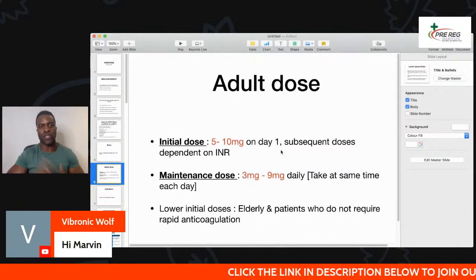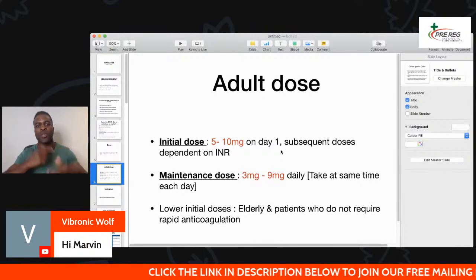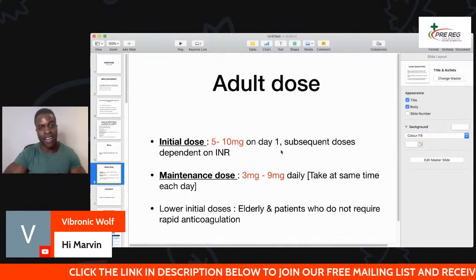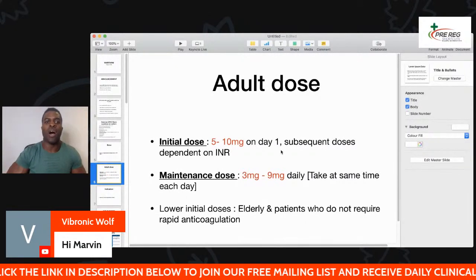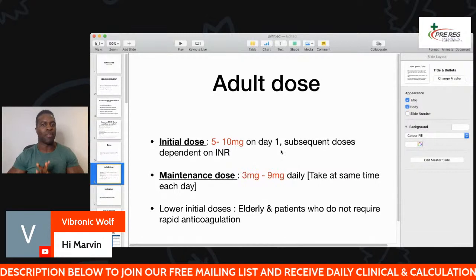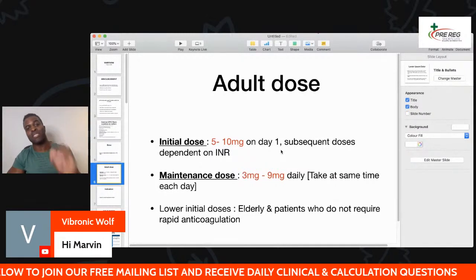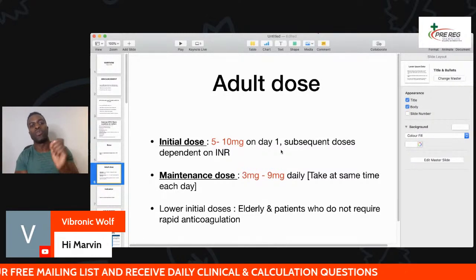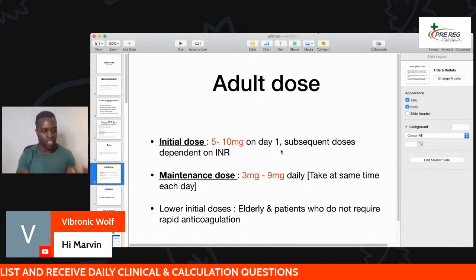So notes for you: initial dose 5 to 10 milligrams on day one, then subsequent doses depend on the INR. Now, like Warfarin said, our maintenance dose is 3 to 9 milligrams daily, taken at the same time each day. So that's very important as well. You take Warfarin at the same time each day.